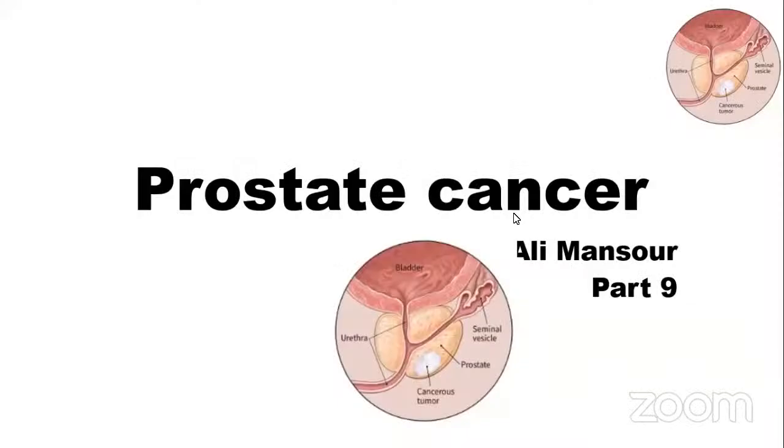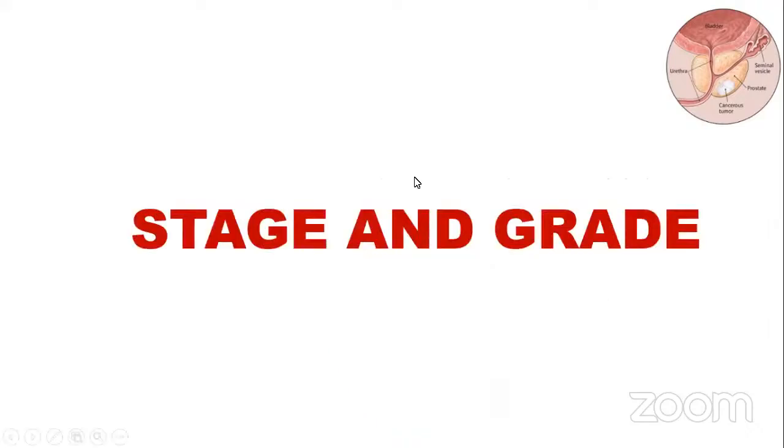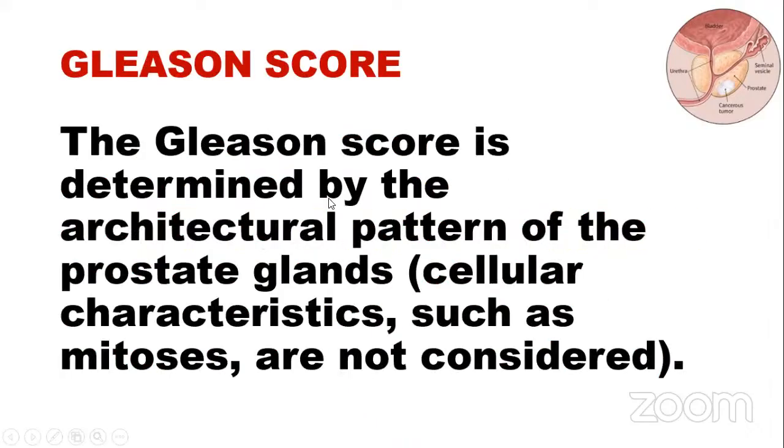All right, welcome to prostate cancer part 9, stage and grade. Gleason score. The Gleason score is determined by architectural patterns of the prostate gland. Cellular characteristics such as mitosis are not considered in this score. So this score is known as the Gleason score, determined by architectural patterns of the prostate gland.